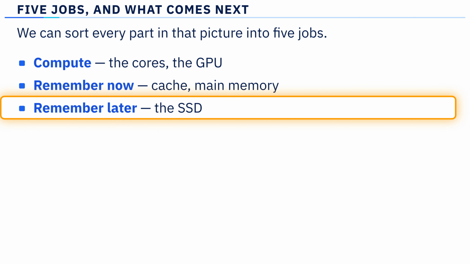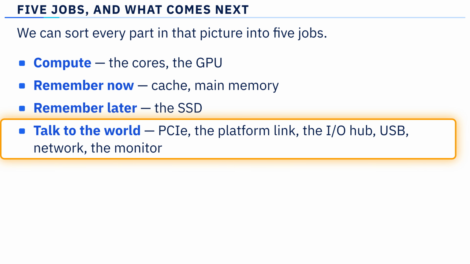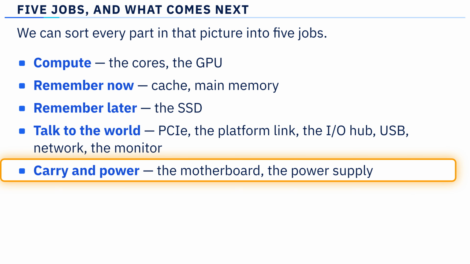Remembering for later. The drive is slower to reach and much bigger, and it keeps your files with no power at all. Talking to the world. The PCIe lanes, the platform link, the input-output hub, USB, the network interface, and the cable out to your monitor. And carrying it all. The motherboard connects every part and the power supply feeds them.